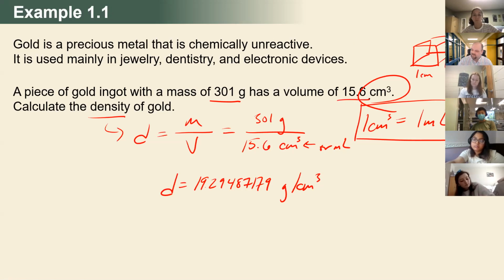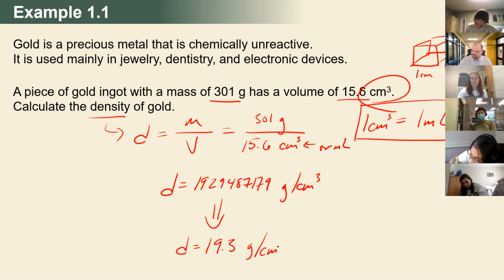Same for the volume. They have 3 digits that describe the volume of that gold ingot. We don't know if it was really 15.562 or if it was 15.643. Those are kind of different numbers, because we only have 3 digits to work with. And so if we only have 3 digits in both of our initial values, our answer should have just 3 digits. We end up with a density of 19.3 grams per centimeter cubed.